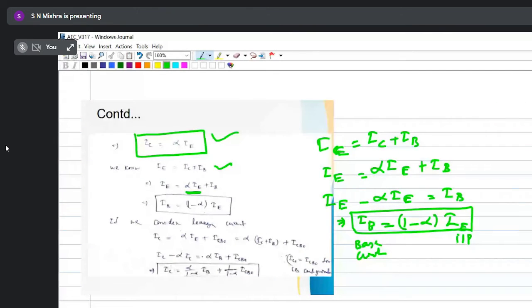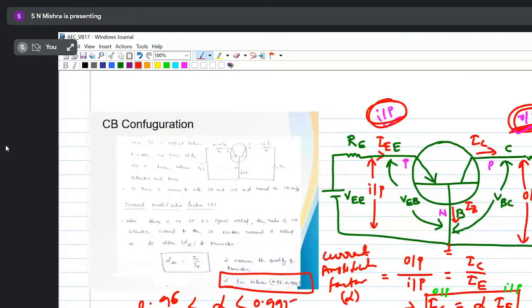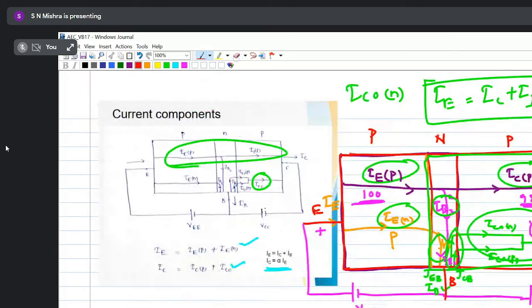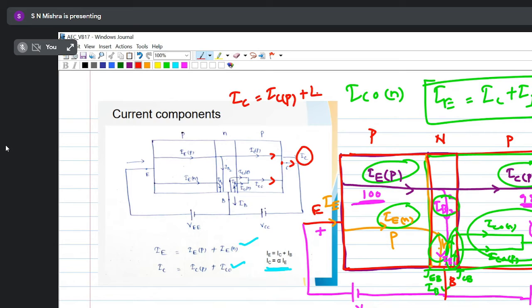See here, IC. Let me take another color. IC equals alpha IE. Right? You go to the figure again. See here, IC current is, if I apply KCL at this point, two are incoming currents, one is outgoing current. So outgoing current IC equals ICP plus ICO.